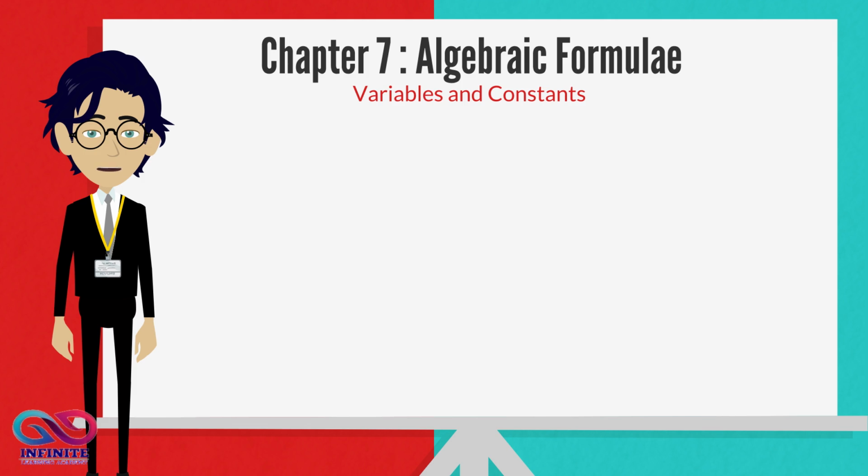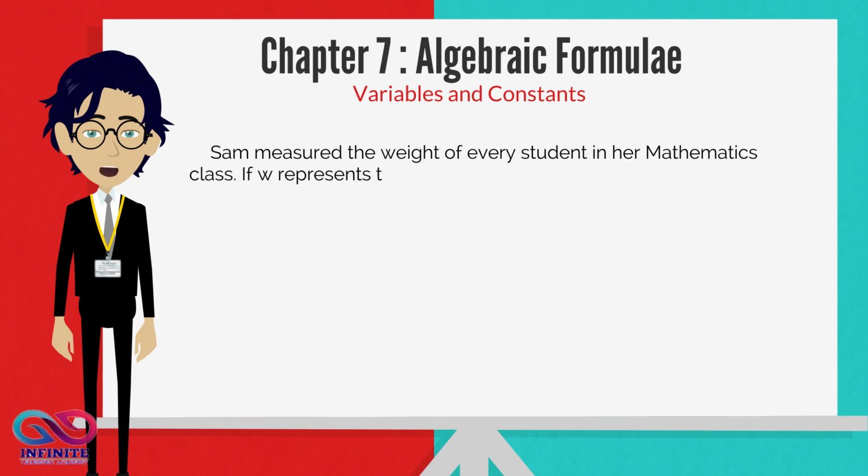Now, we are going to look into another set of questions. These questions are only about variables. The first question is: Sam measured the weight of every student in her mathematics class. If W represents the weight of one student, state 3 other values that might be W. Pause the video if you need more time, students.